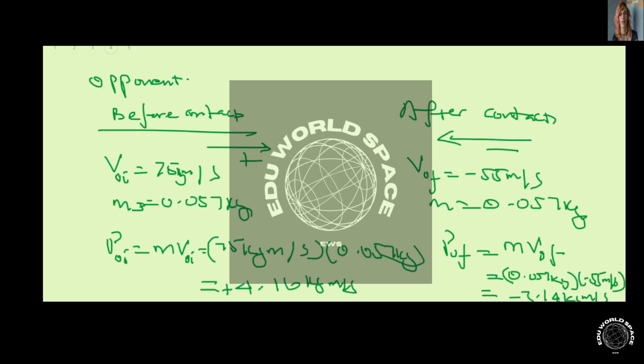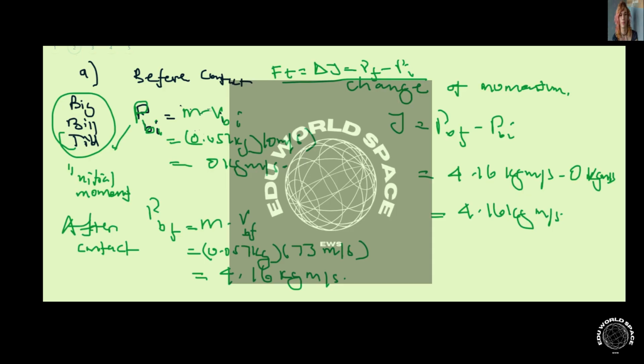And so going to the next page, we want to find the momentum. The initial momentum for the opponent is positive 4.16, and then the final momentum is negative 3.14 kilogram meters per second. The momentum of the opponent, which I'm going to call P opponent. As you can recall, we also had the momentum for Big Bill Tilden, and then we want to get the change in the impulse.